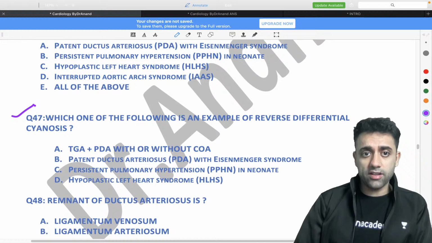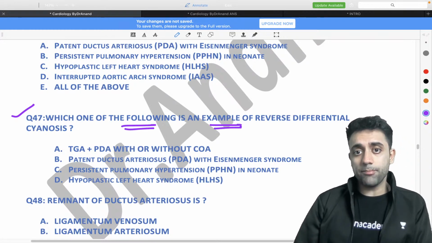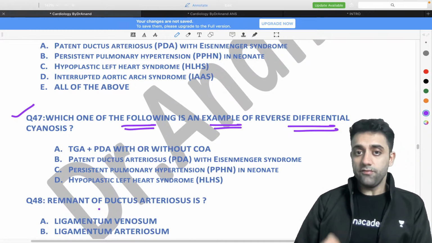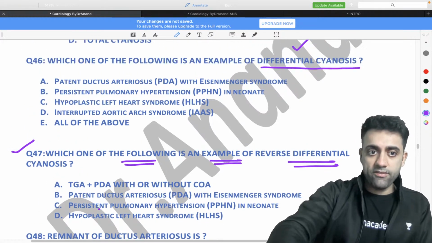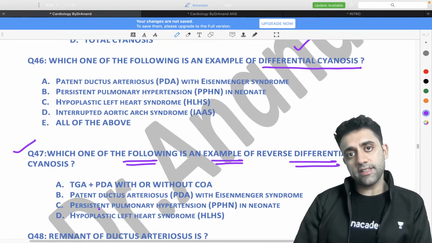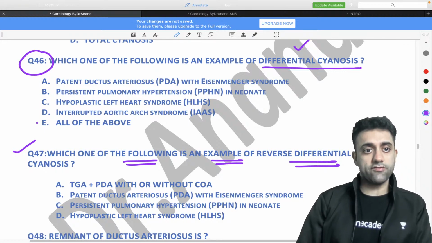Next question. Question number 47. Which one of the following is an example of reverse differential cyanosis? Which one of the following is an example of reverse differential cyanosis? Please, can we spend 10 seconds on this question 46 and question 47?